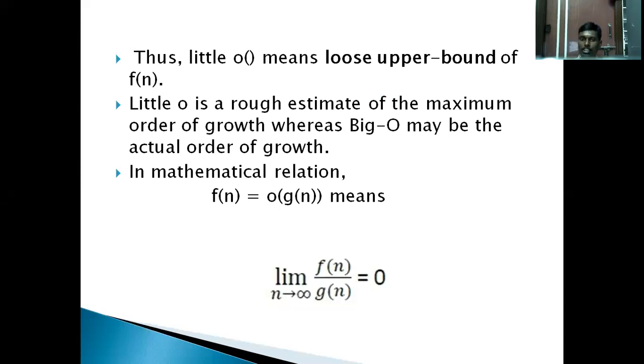In mathematical relation, f of n belongs to o of g of n, which means that the limit as n extends to infinity of f of n by g of n is equal to 0.